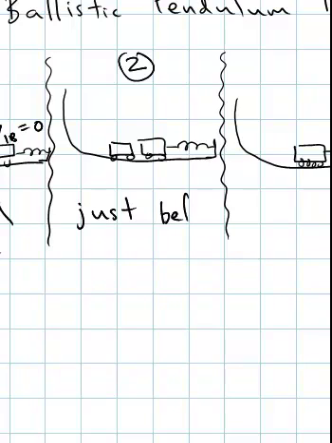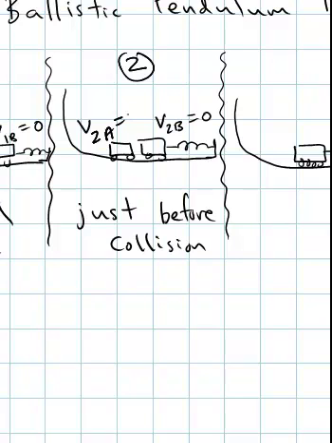Just before the collision. And so cart B at condition 2 is not moving, and cart A, sorry, I keep mixing these things up, in our time 2 has some speed that we don't know, but it's moving, and it's moving to the right.